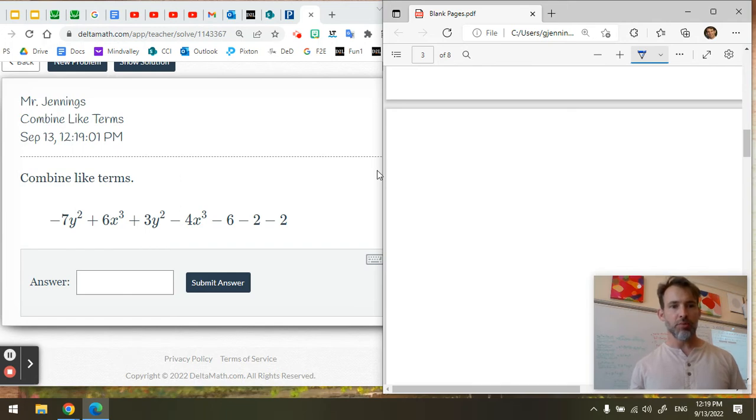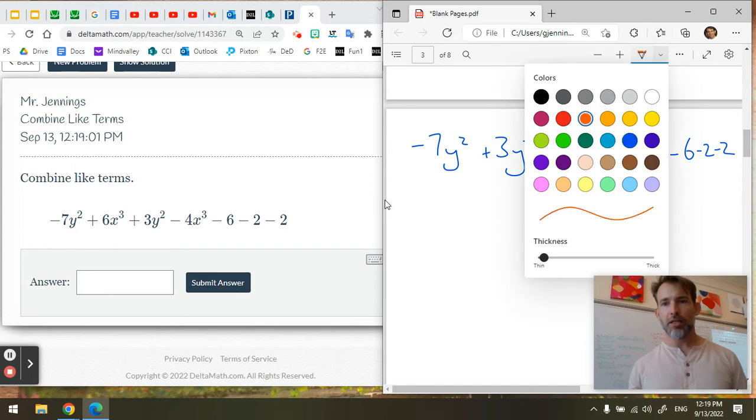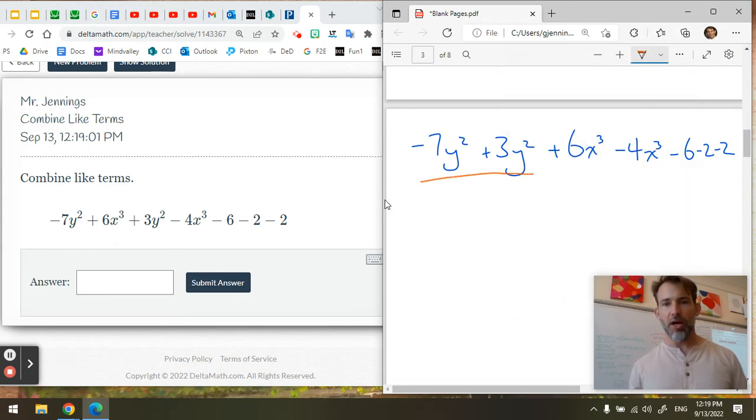I'm going to write down this expression in another order. Negative 7y squared, and then I go ahead and look for other y squareds, plus 3y squared. And then I'm going to write down my x cubeds, plus 6x cubed minus 4x cubed. And then I have minus 6 minus 2 minus 2. Now this is organized in such a way that I have all of my y squareds together, all of my x cubes together, and all of my constant terms, all of my numbers together. Now I can add these together.